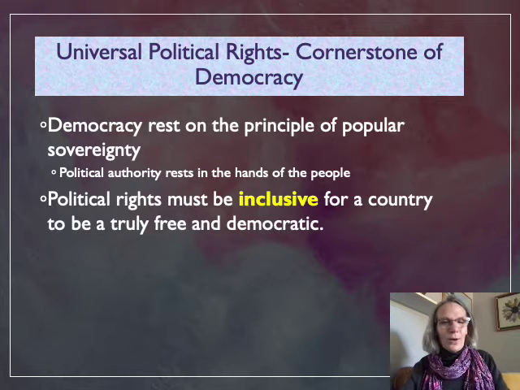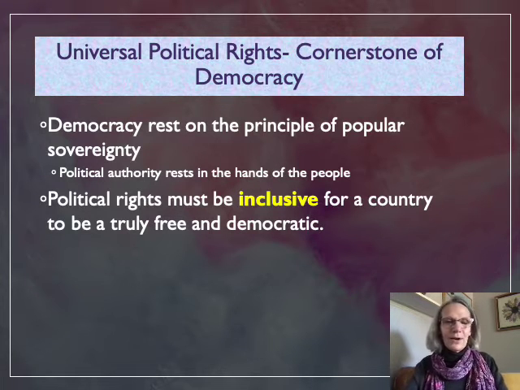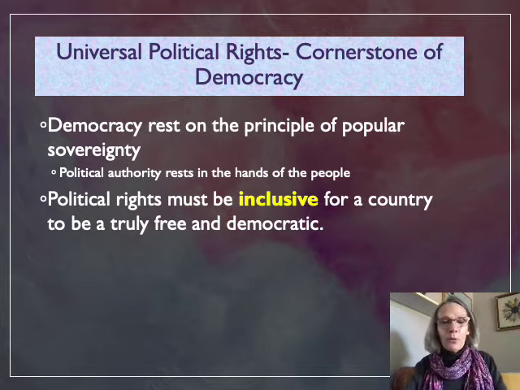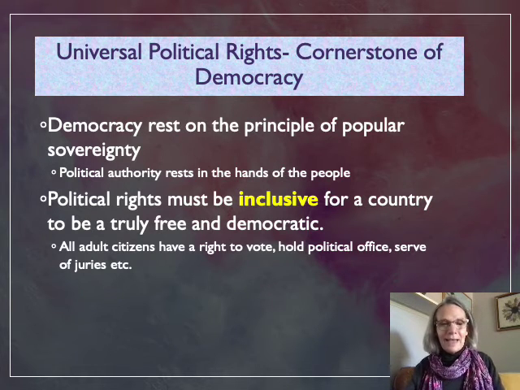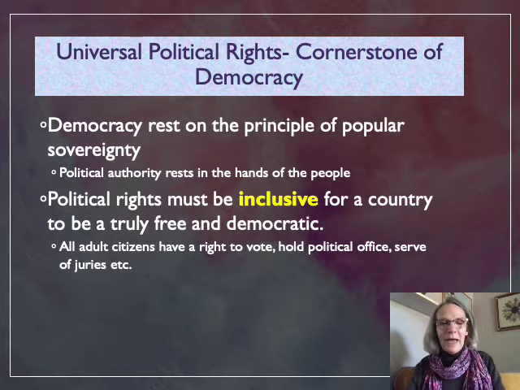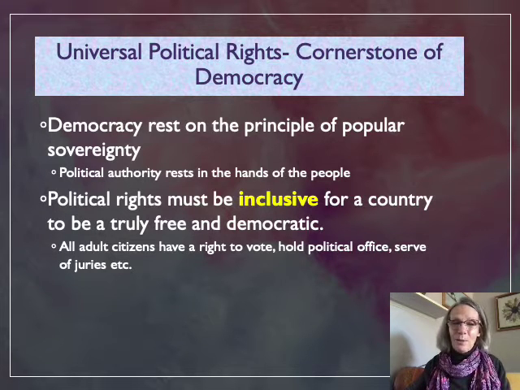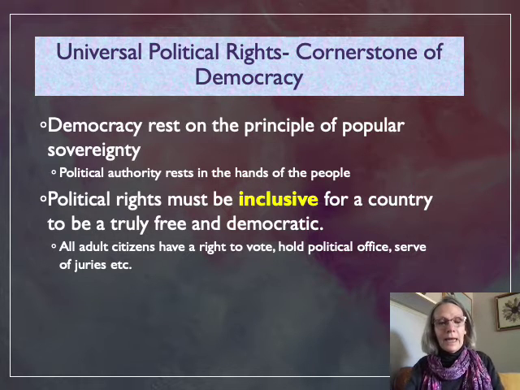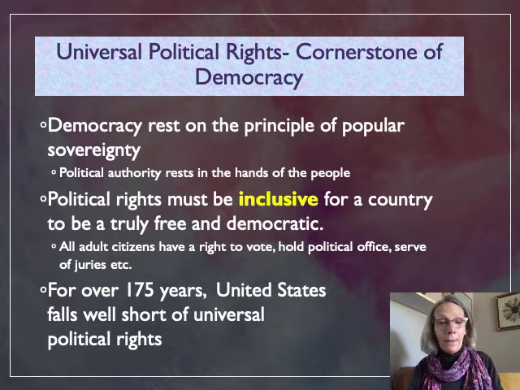Okay. And so, for a country to be considered fully democratic and truly free, the political rights must be inclusive, okay? In other words, all adult citizens have to be able to partake of political rights, such as the right to vote, the right to hold a political office, the right to serve on a jury, which is really important in terms of the administration of justice. And so if countries exclude people from voting, holding political office, or serving on juries, it's hard to consider that country to be a democracy.